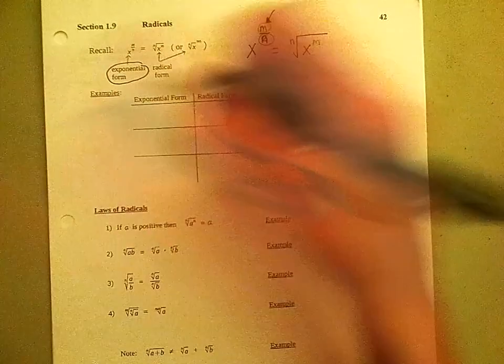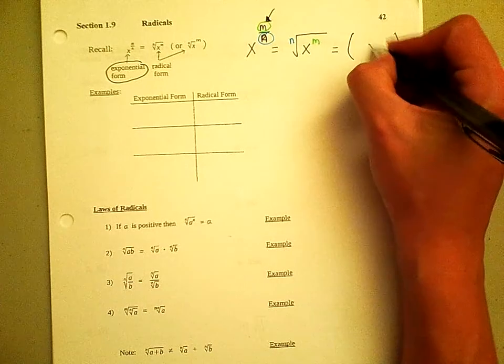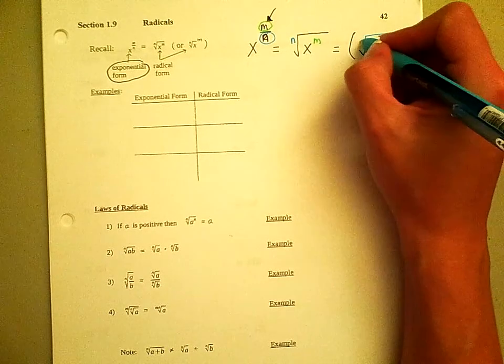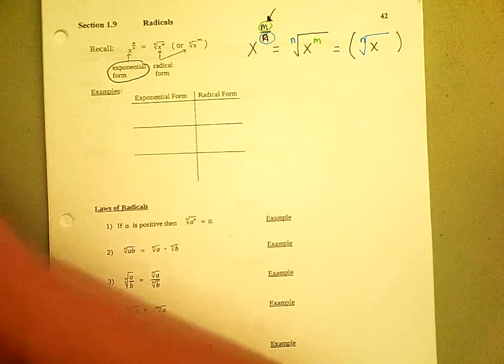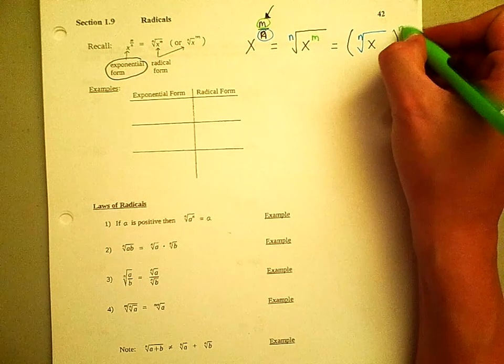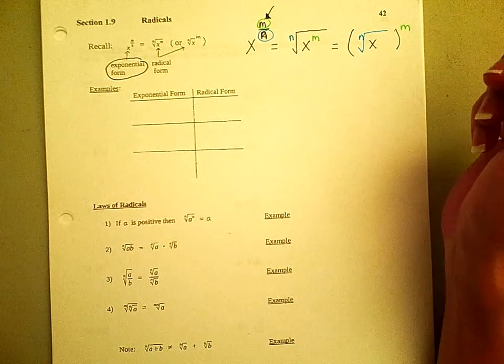or we had the option to first take the necessary root, and that will be told by the n. So if n is 3, we'd be taking a cube root, simplify inside the parentheses, and then raise that to the mth power.